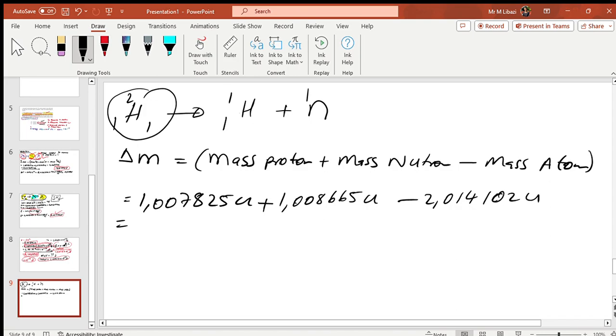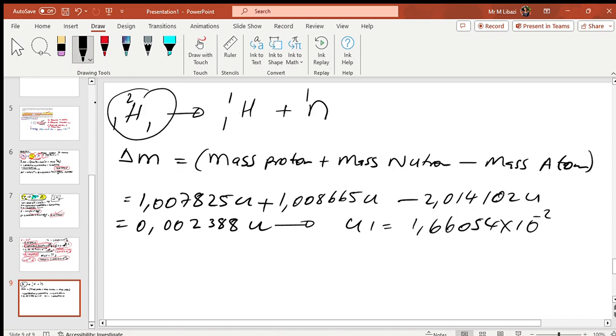Now we can actually calculate 1.007825 plus 1.008665 minus 2.014102, and then we get 0.002388 u. After getting this, if you want your answer in joules, you can convert now, since you know 1 u is equal to 1.66054 times 10 to the minus 27 kilograms. Otherwise, let's just continue like this.